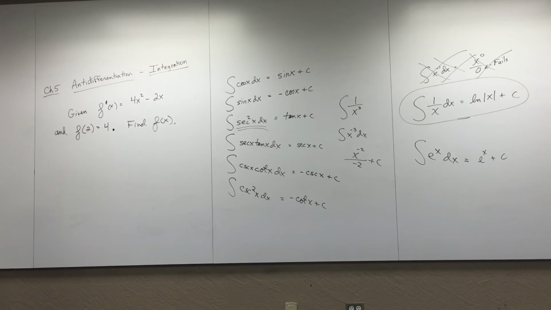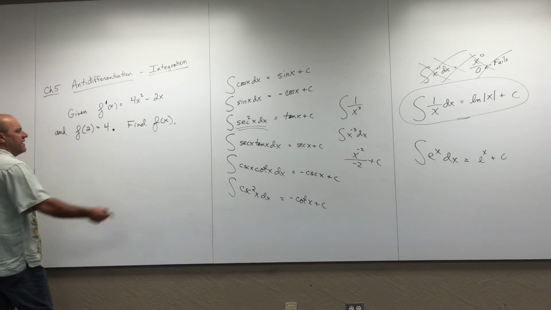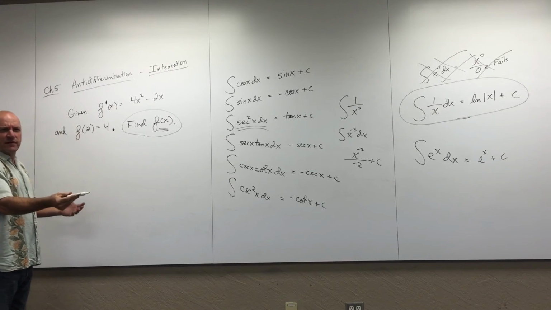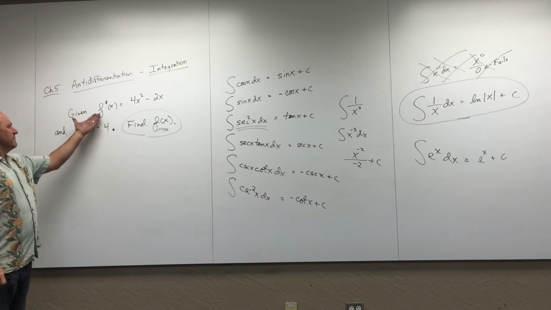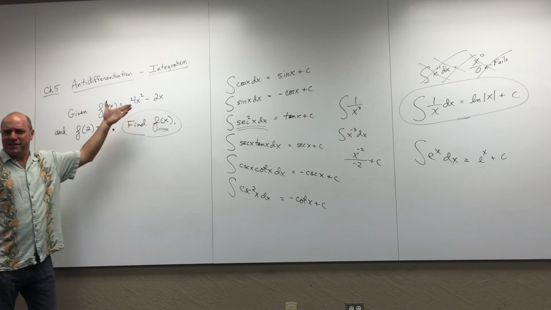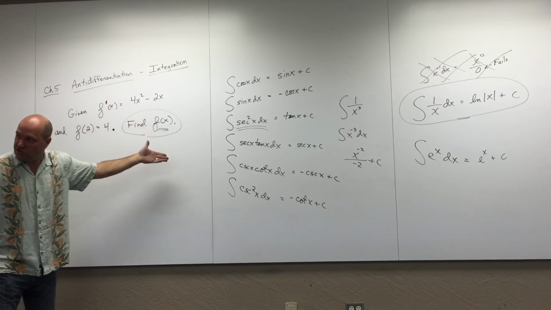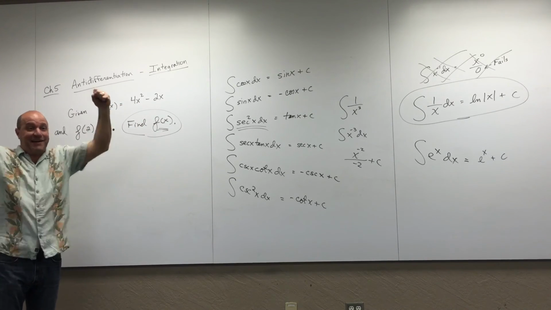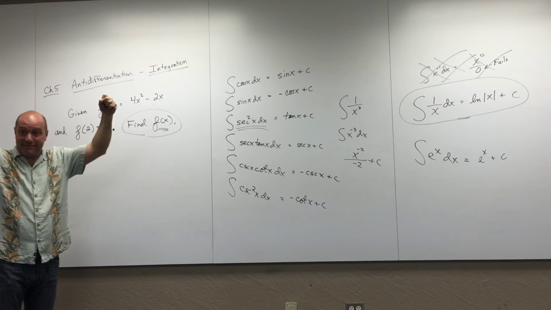What are you guys thinking? Well, first of all, they're asking you to find f of x, the function f of x. And what were you given? A derivative. So how do you get from a derivative to a function? You do an antiderivative, right?